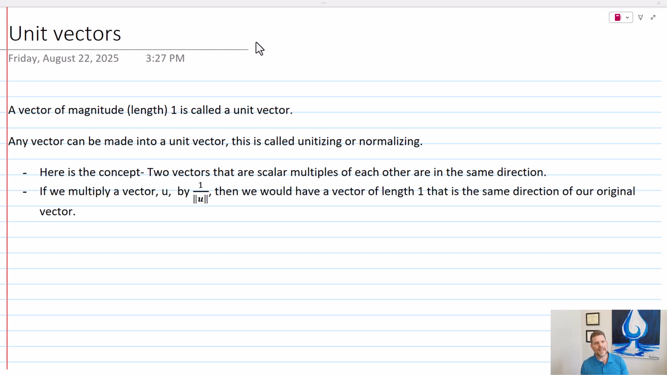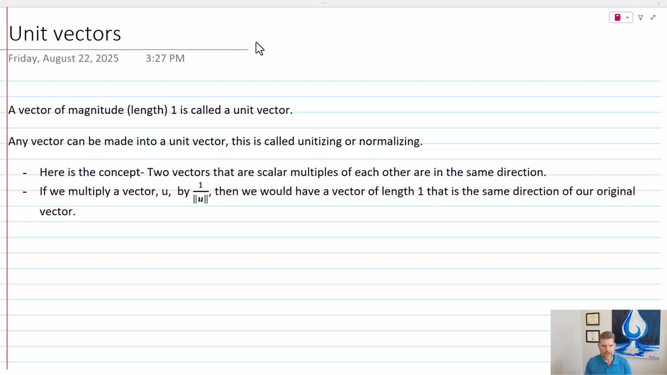Hey folks, what we're going to be looking at today is unit vectors, and this is a real short conversation. A vector of magnitude 1 is called a unit vector, and they're very handy for doing things like multivariable calculus, for working in linear algebra, for physics, anything where you're going to be utilizing vectors. And so we can turn any vector into a unit vector, and this process is going to be called unitizing or normalizing. And so here's the basic concept.